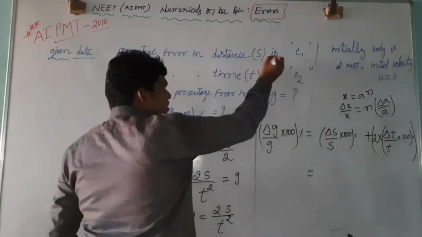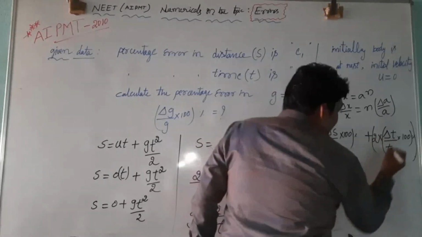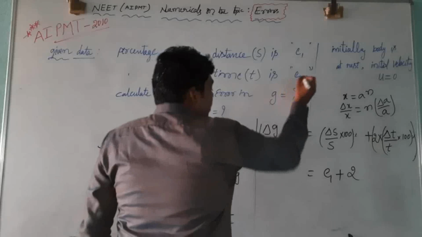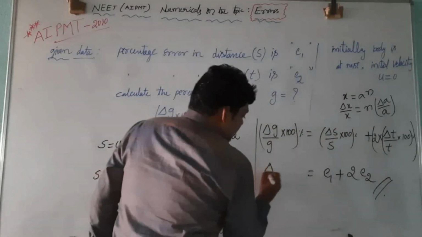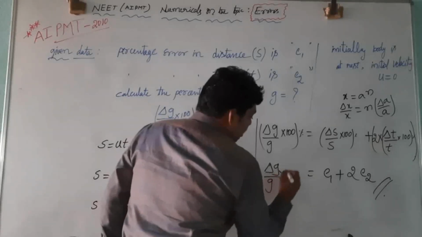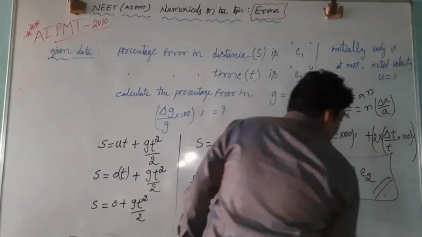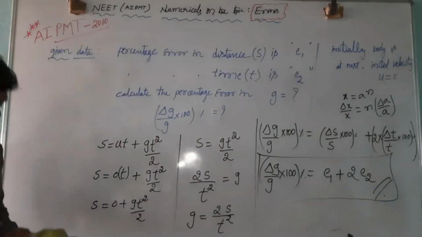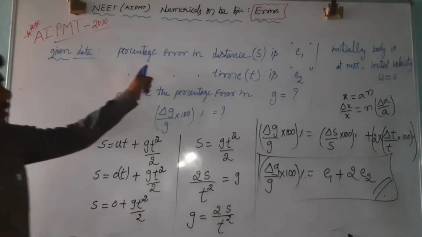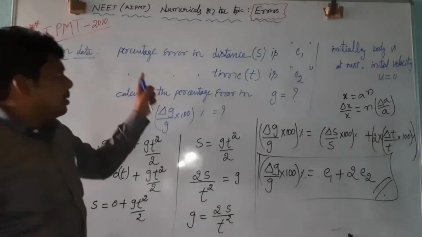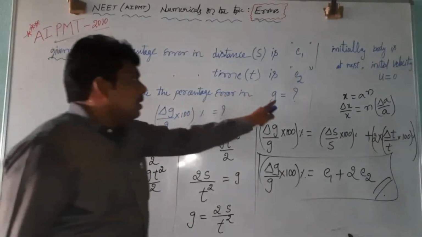Percentage error in the distance is given by what? E1, plus 2 as it is. Percentage error in the time is given by what? E2. That percentage error in G is given by what? E1 plus 2 E2. Once you recollect this, they have given the percentage error in the distance, that is S, as E1. Percentage error in the time is given by E2. What you have to calculate is the percentage error in G.